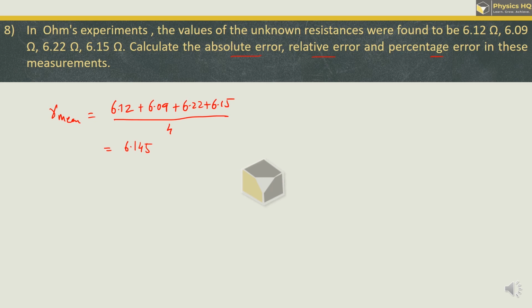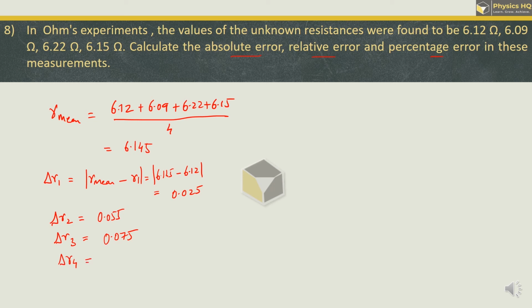Our next part is to find the absolute error. Absolute error in the first reading of resistance R1 will be how much? That is given by R mean minus R1. So R mean over here is 6.145 minus 6.12. This will give us 0.025. Similarly, you can find out absolute error for R2 also, and this will come out to be 0.055. Absolute error for the third will come out to be 0.075, and absolute error for the fourth reading will come out to be 0.005.